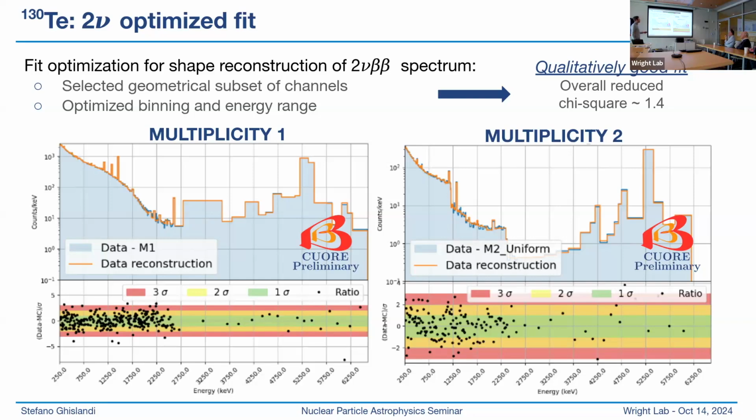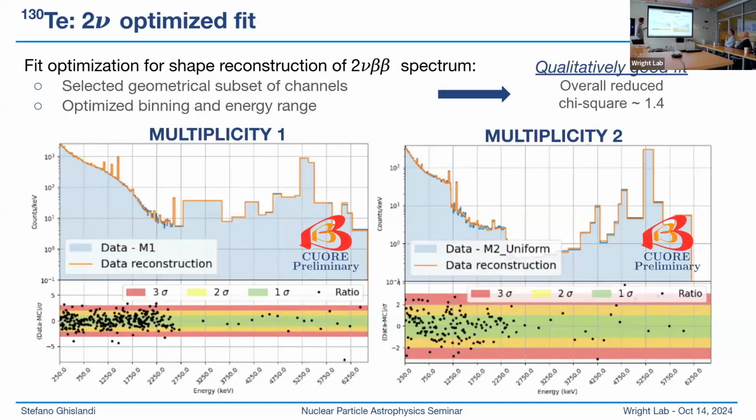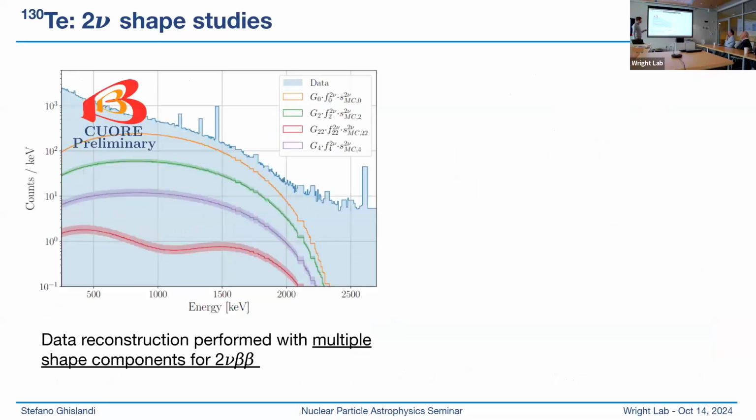So the fit is qualitatively relatively good, with a reduced chi-square of 1.4. And going to the fit of the two-neutrino double beta decay, you need to imagine here from data, you can see there is this part that is the two-neutrino double beta decay, on top of all the other backgrounds. We're actually fitting that part with the improved description I told you about before.